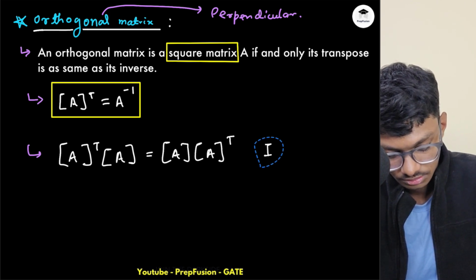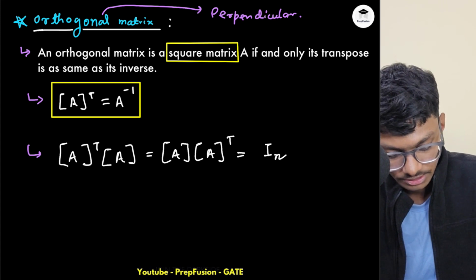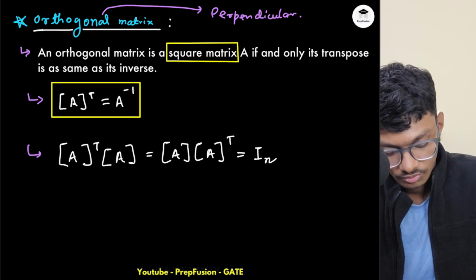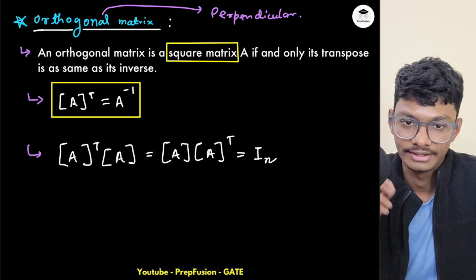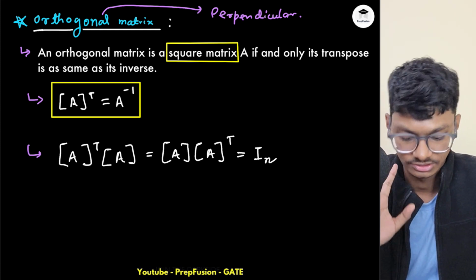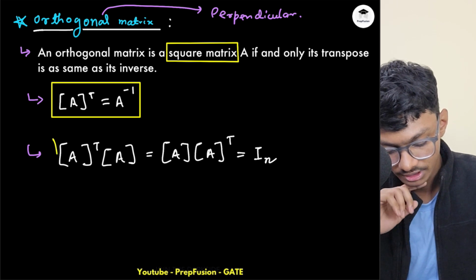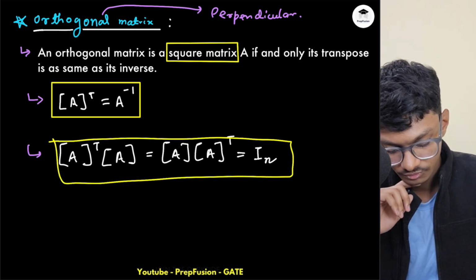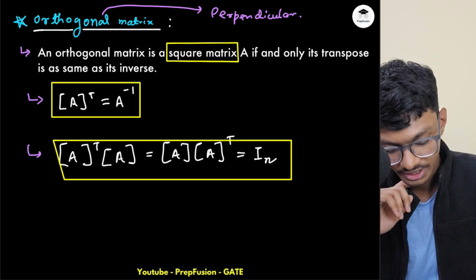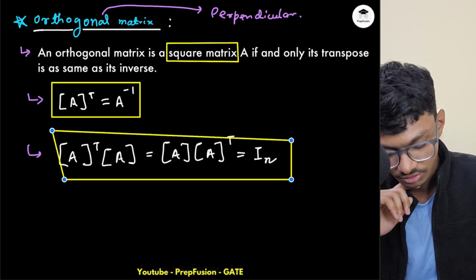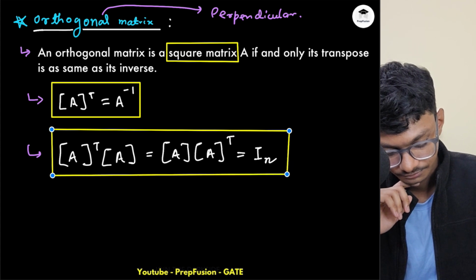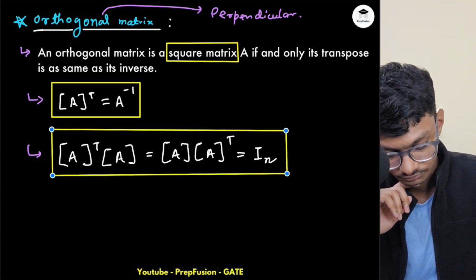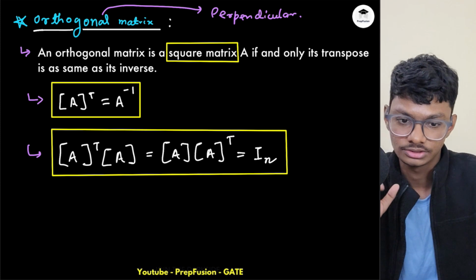So this I is of order n. You are seeing that if I multiply the transpose of that same matrix, then I should get an identity matrix. So this is also an important piece of information, because through this only we will be able to prove whether this matrix is an orthogonal matrix or a non-orthogonal matrix.